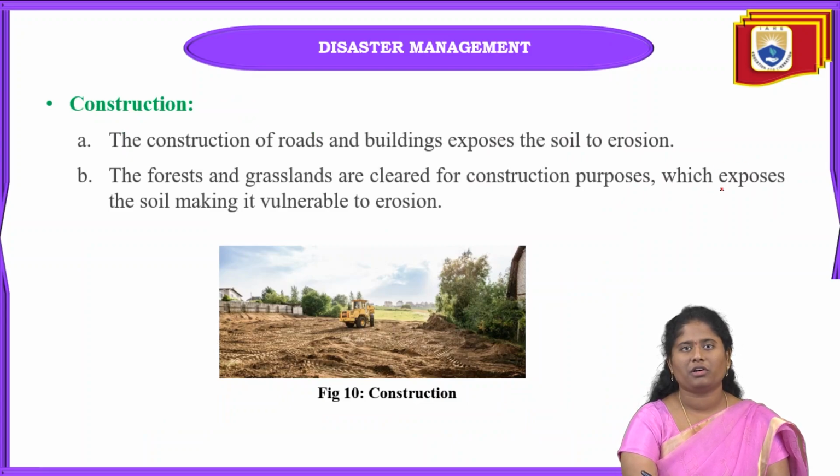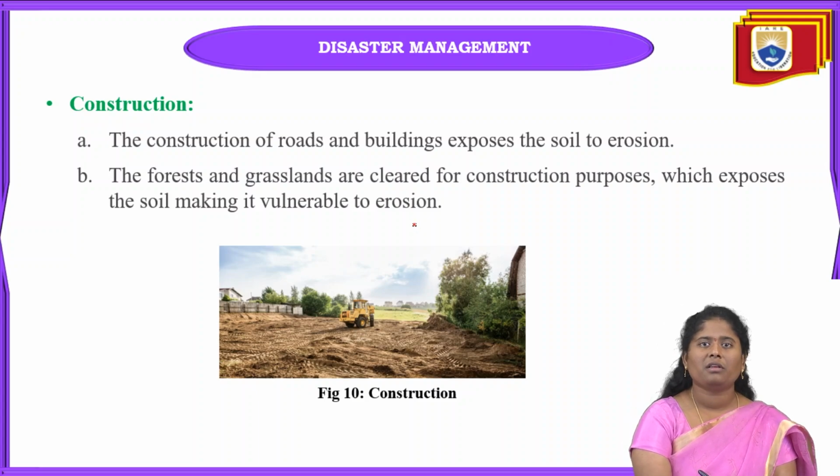Next one is construction. For the construction of any type of buildings or houses, we just cut out the trees. At that time, because of the construction of roads and buildings, we expose the soil towards erosion. Because of this, the soil can be exposed to the natural sources, and soil erosion can take place easily.